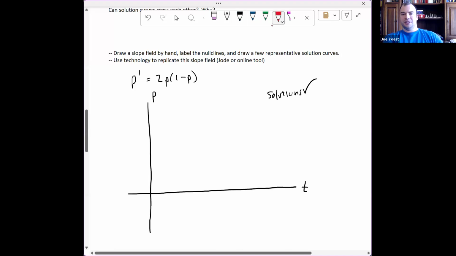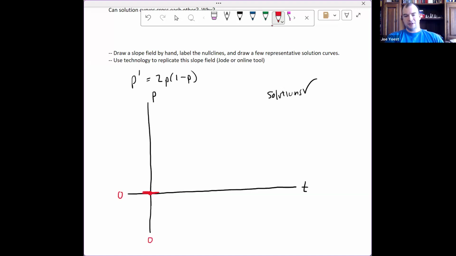Now, one thing that I notice is that when T is 0 and P is 0, at this point, if I have a solution curve that goes through there, P prime has to be 0. So if I draw a little chunk of a linear approximation at (0, 0), it should be a flat line like that. So this might be at P equals 0, T equals 0.